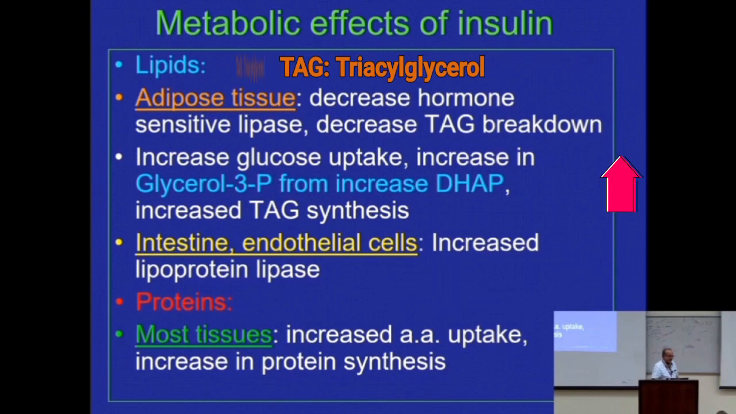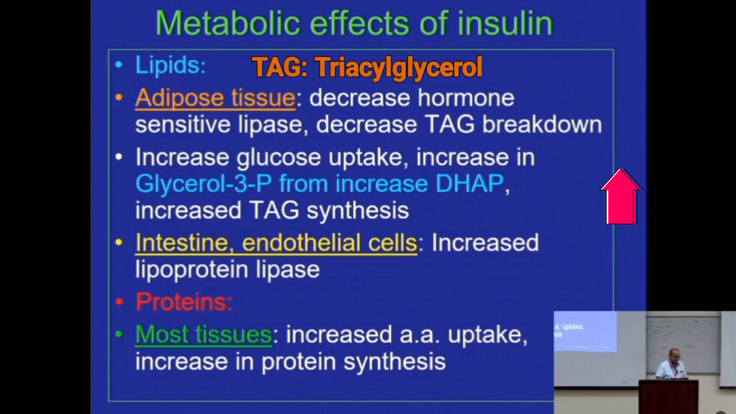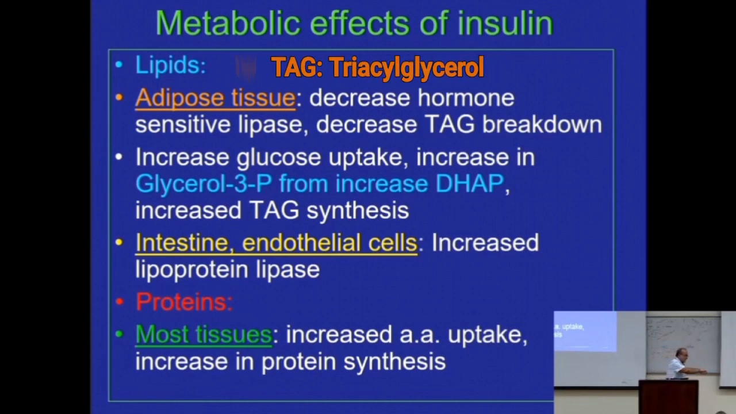And how are TAGs synthesized? You need fatty acids and you need glycerophosphate. The fatty acids are coming from the dietary TAGs from chylomicrons. Lipoprotein lipase breaks them down, picks those fatty acids up into adipose tissue. Then they are esterified to glycerophosphate.